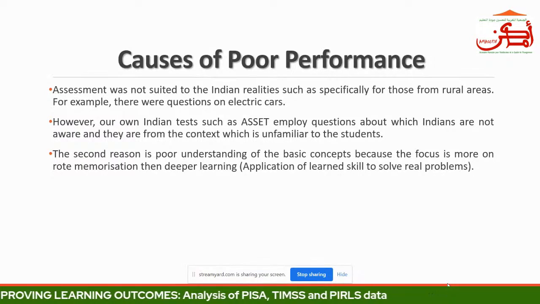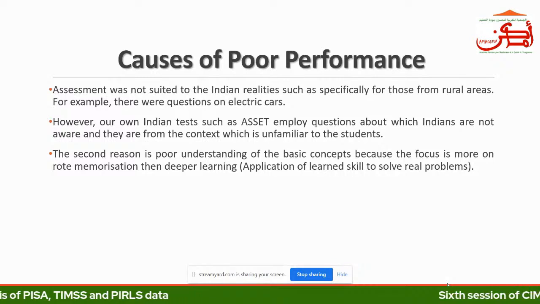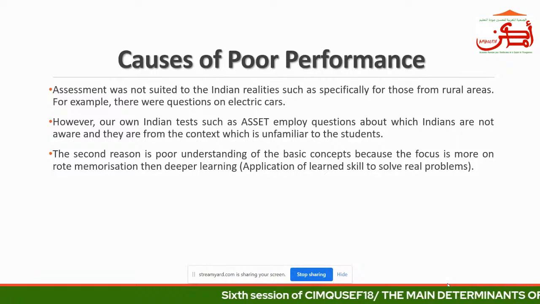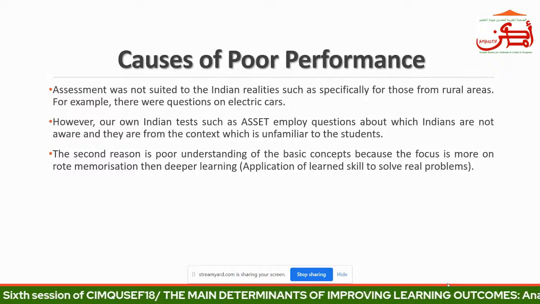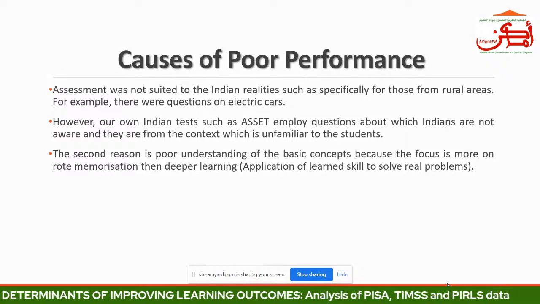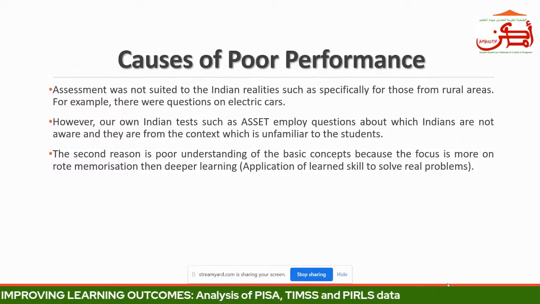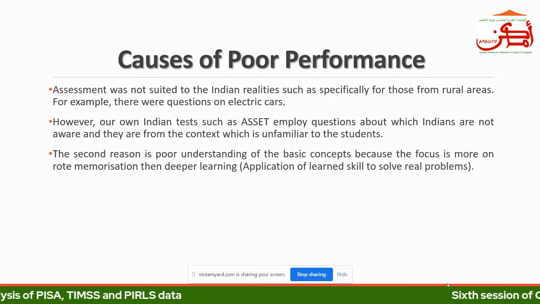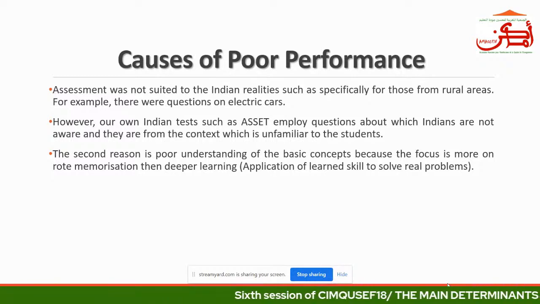So the next reason is the poor understanding of the basic concepts, because here the focus is more on rote memorization. That's what people feel, and that students believe more in cramming the concepts than in deeper learning. Deeper learning means applying what they have learned. So if I talk about Bloom's taxonomy, different aspects of Bloom's taxonomy, we stay till the understanding dimension. We don't go beyond that. We don't go to the application level. We don't go to the synthesis level. So we stay there at the understanding level only.